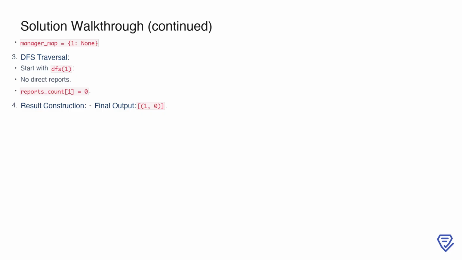In the case of a single employee, such as employee 1, who is the CEO with no other employees in the hierarchy, the process is straightforward. We initialize reports_count and manager_map as empty, and then populate manager_map with the single entry 1, none, indicating that employee 1 has no manager. When we perform the DFS for employee 1, we find that they have no direct reports, so we set reports_count, 1 equals 0. Converting this into the result format gives us 1, 0, which clearly shows that there are no employees reporting to employee 1. This concludes the solution walkthrough for all examples.